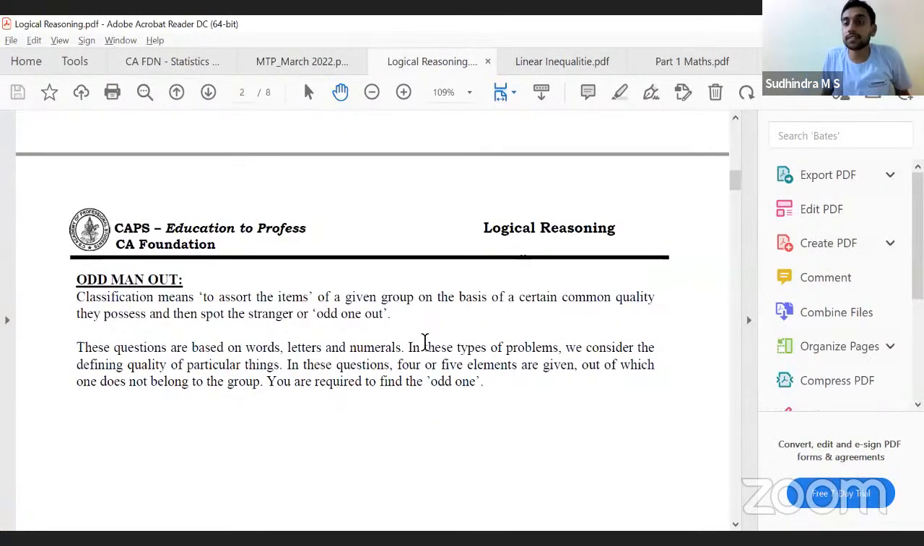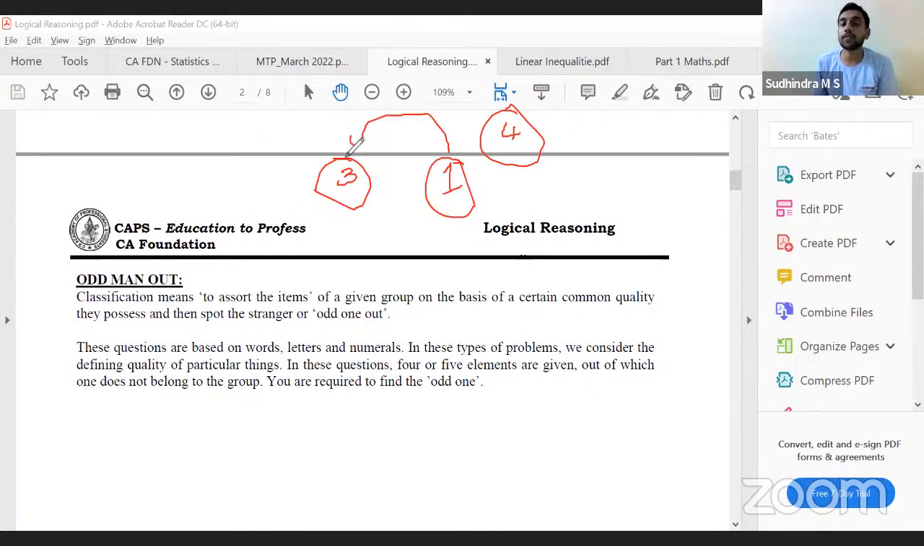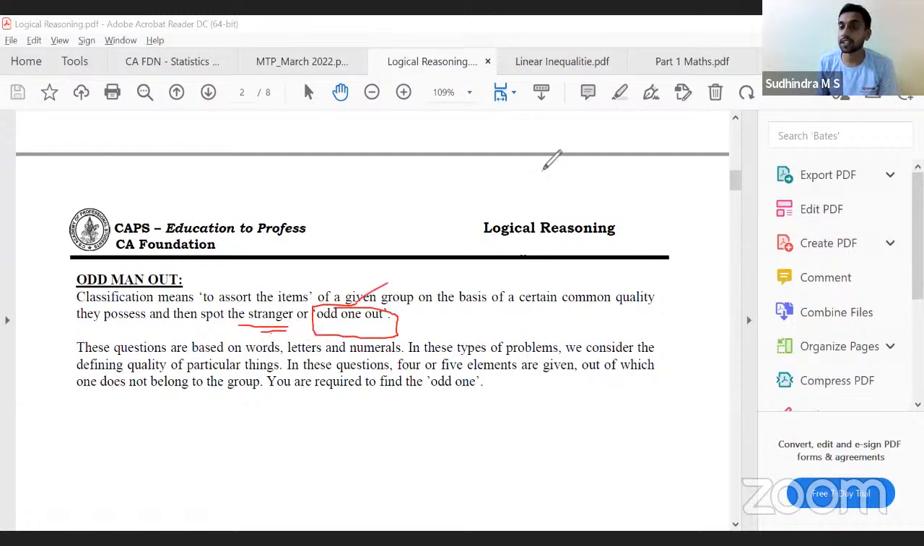The last part in this chapter is odd man out. So what is odd man out? We have 4 options given. Among 3, there will be some relationship. One would be independent of that group. So the 3 options would belong to one group, whereas the other one would be independent of that group. We have to identify that independent option, and that would be the odd one out, the stranger to that particular set.